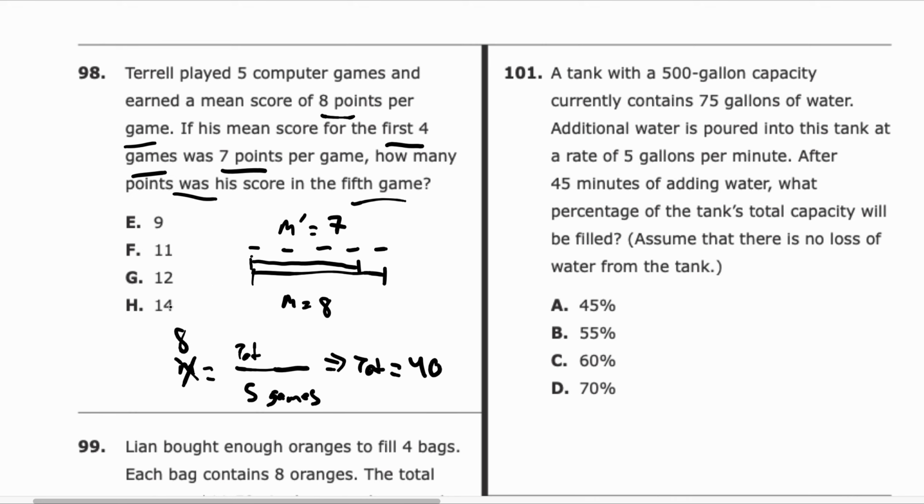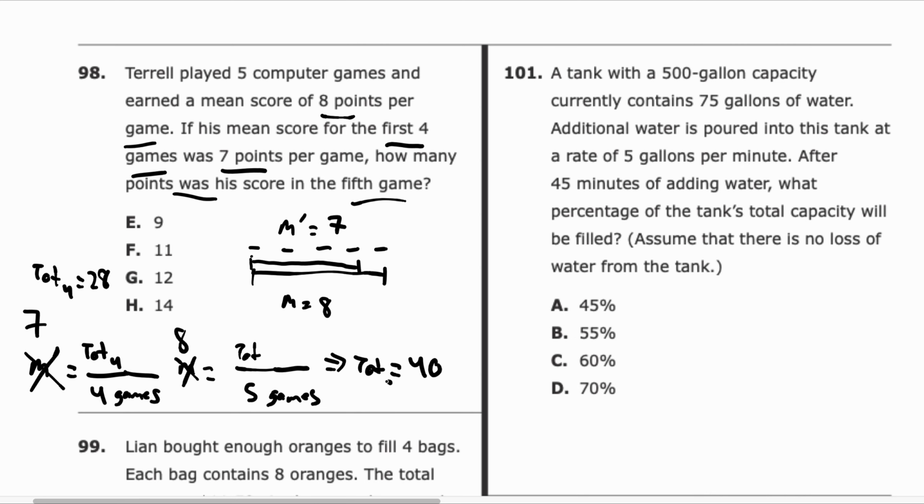And then we can also, by similar logic, find the total score over the first 4 games. So we know that M prime is equal to the total over the first 4 games divided by 4 games, right? Because it's just the average over the first 4 games. And we know that M prime is just 7. So therefore, the total over the first 4 games is 28.